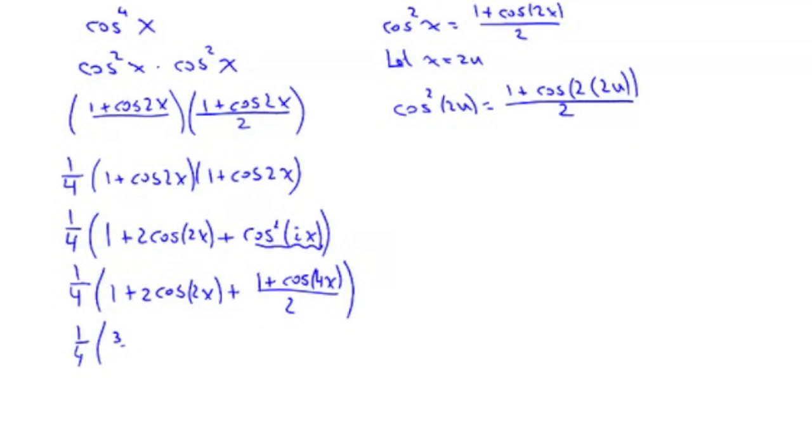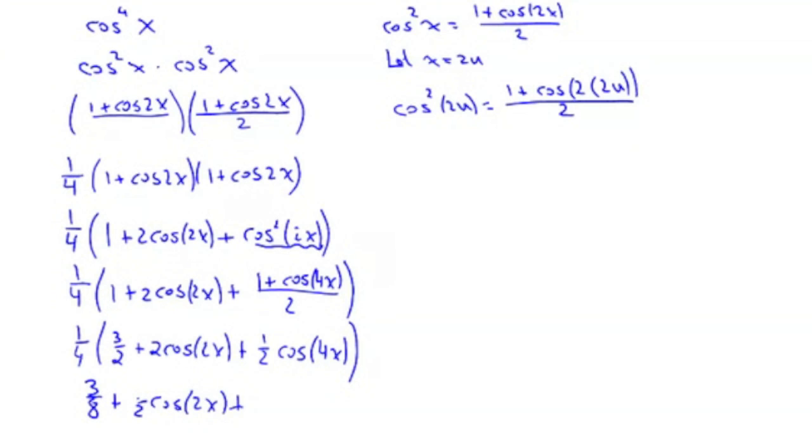So you get 1/4 times 3 halves plus 2 cosine of 2x plus 1 half cosine of 4x. Are you done now? Nope, we still have to simplify it a little bit. I can't take out a half unless I distribute the 1/4 back through, and you get 3/8 plus 1 half cosine of 2x plus 1/8 cosine of 4x. That's as simple as you're going to get it.